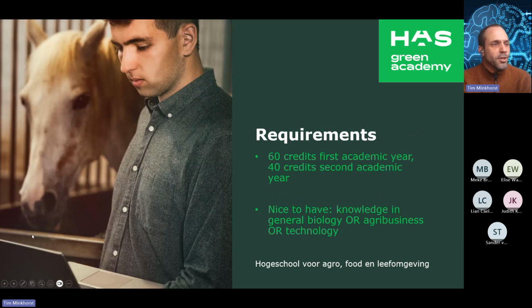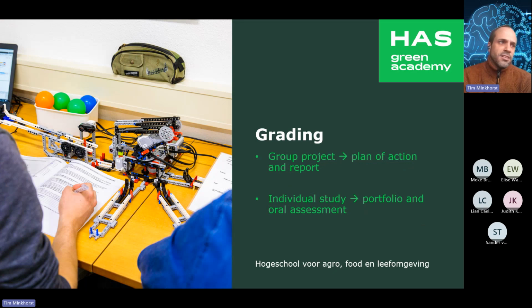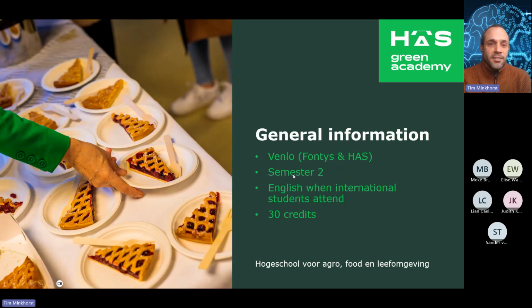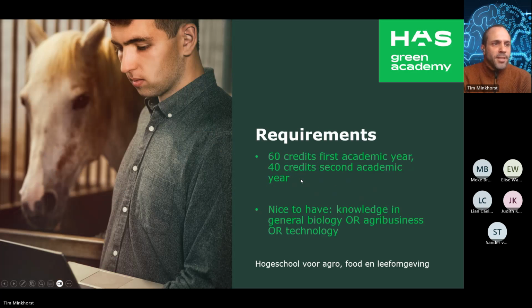In order to start, you first need to have 60 credits from your first academic year, from your propedeutic phase, and 40 credits from your second academic year. It's nice to have knowledge about biology or technology or agribusiness, but you're also allowed if you don't have that background. However, in that case, we're probably going to have a small interview or chat beforehand to see if you fit in the study and if your background knowledge is at a sufficient level to start.